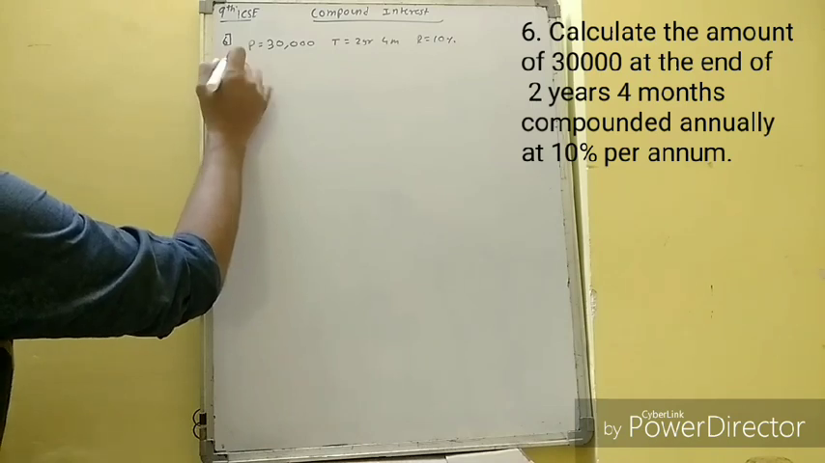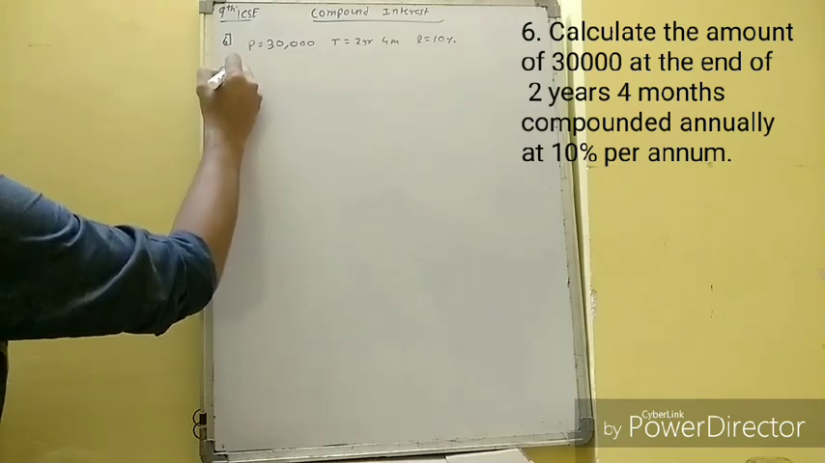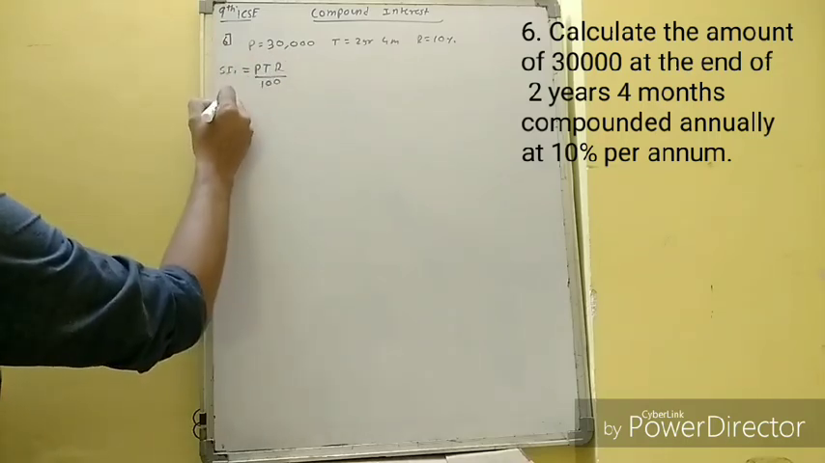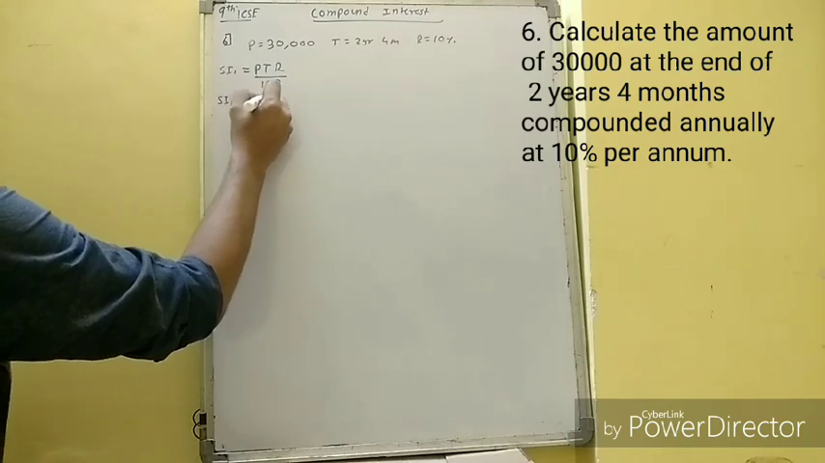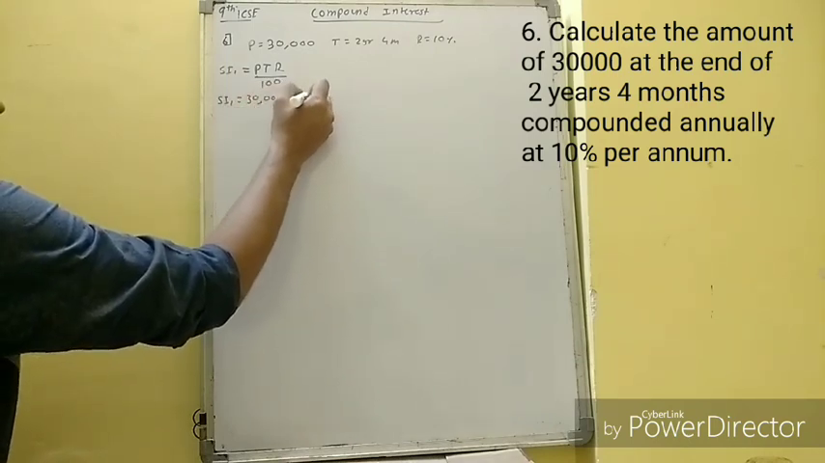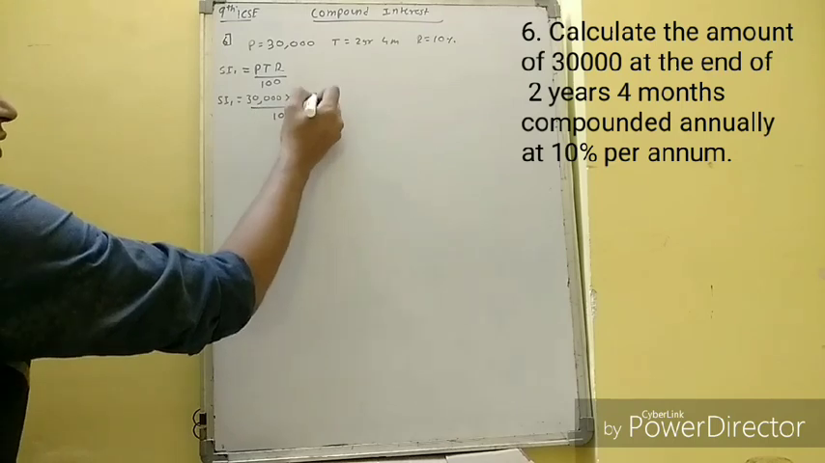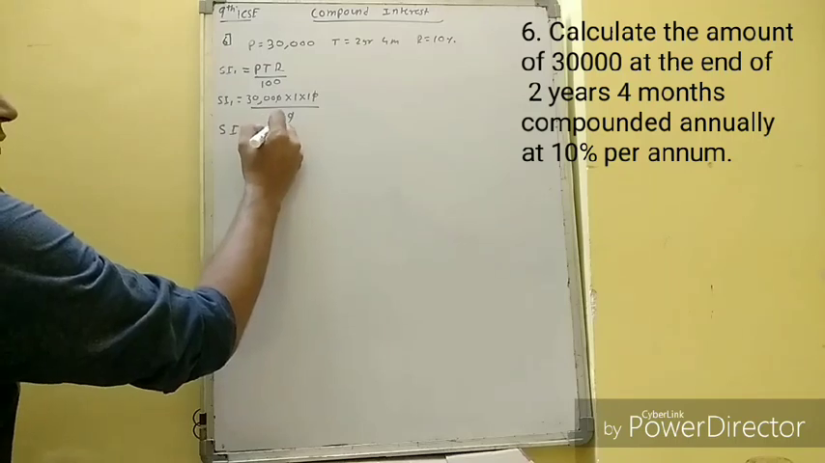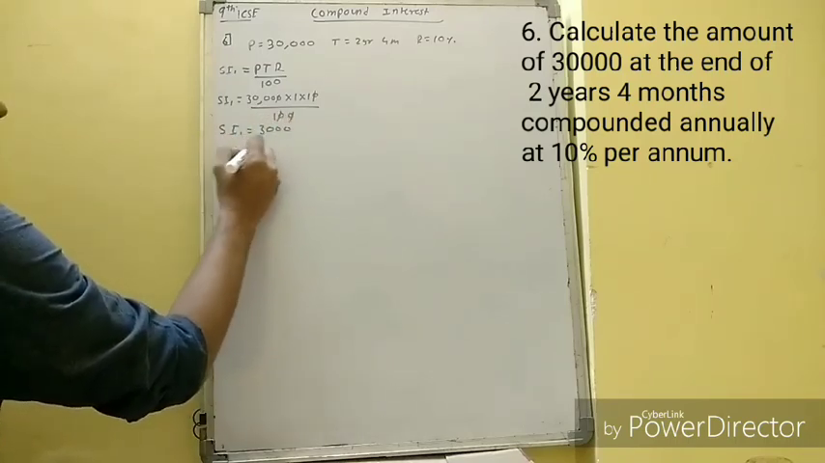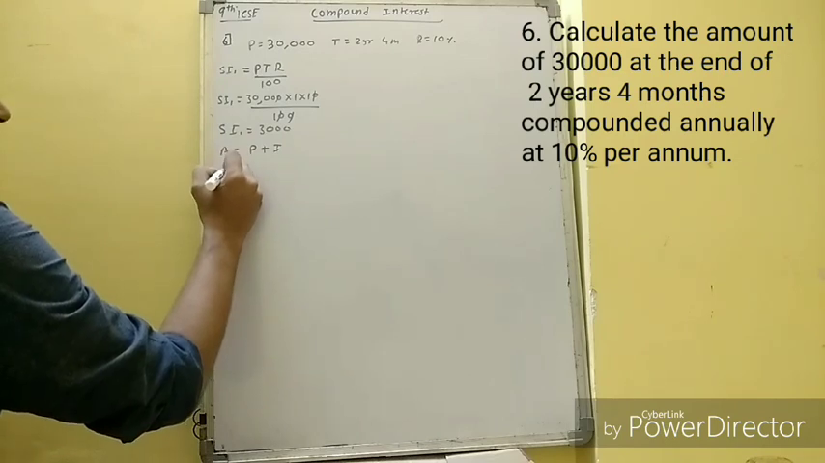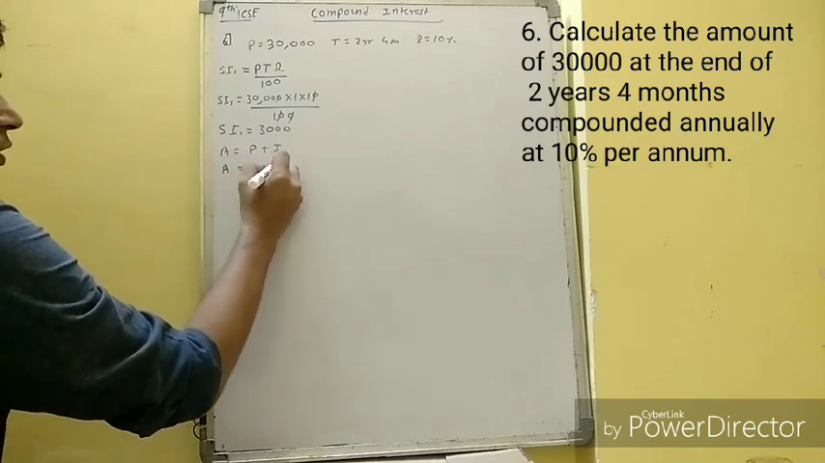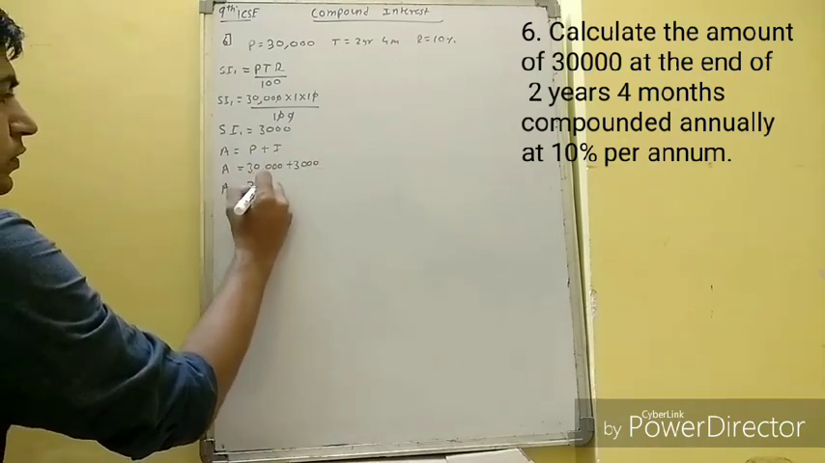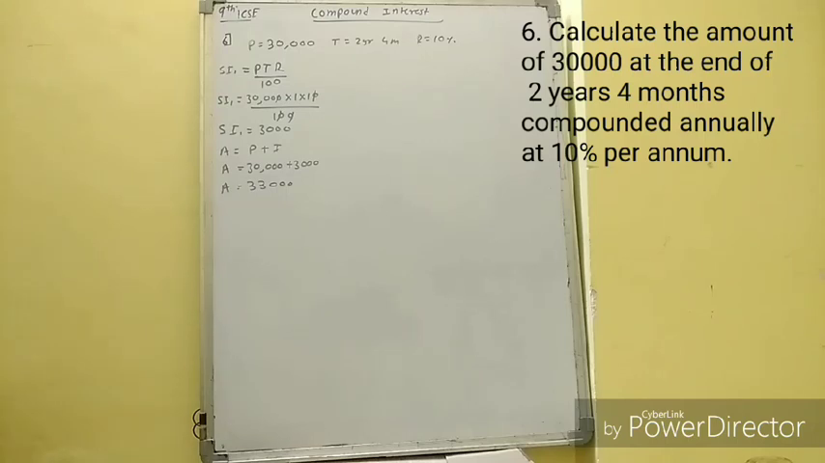So the amount, first of all, I will use the simple interest. Simple interest for the first year is equal to PTR upon 100. Principal is 30,000, time 1, rate 10 upon 100. The zeros cancel. So simple interest will be 3,000. Therefore the amount will be principal plus interest. So amount is 30,000 plus 3,000. So amount is 33,000. Okay.